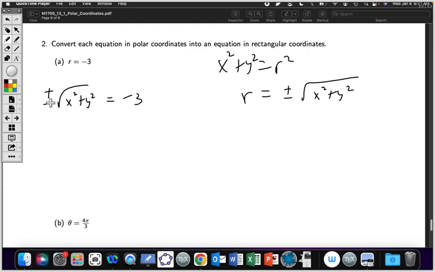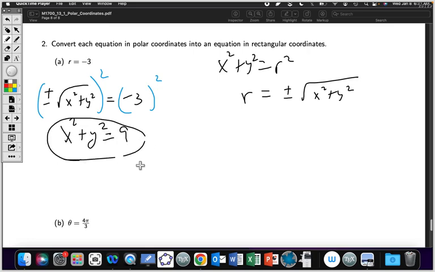And then we could square both sides. That gives us x squared plus y squared is 9. Now to check the reasonableness of this answer, let's think about r equals negative 3.